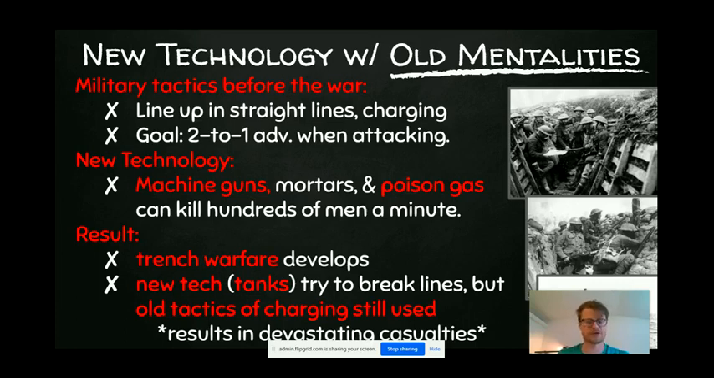And of course, they're going to try to come up with all sorts of solutions for this. They're going to try tanks, which were actually invented for people to stand behind while they drove forward through barbed wire. But even then, along with technology, they're still going to try these mass charges after days and days of bombarding enemy trenches. And it's just going to result in devastating casualties. World War I is pretty terrible.